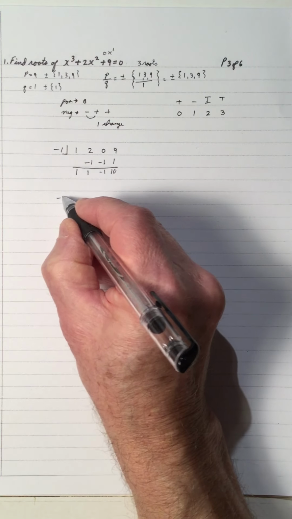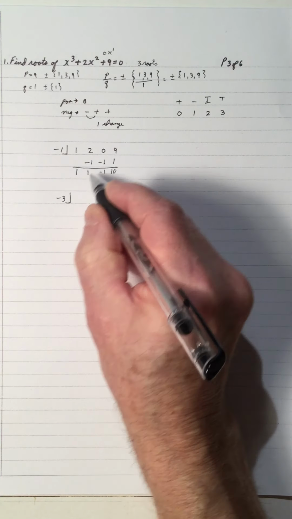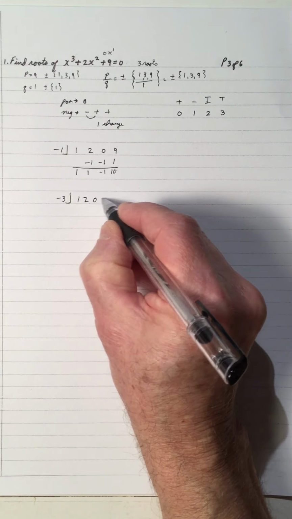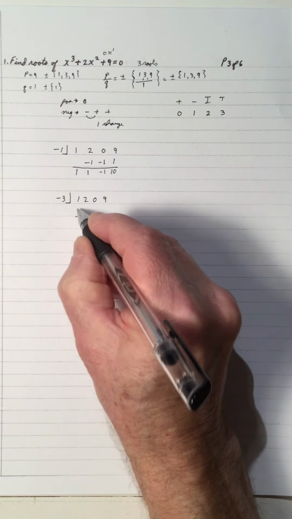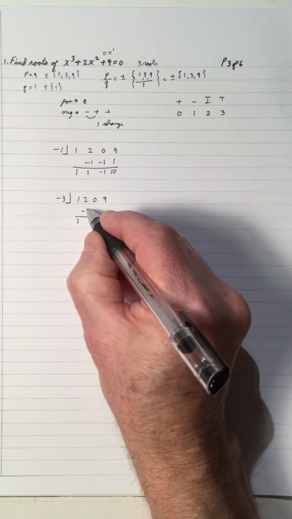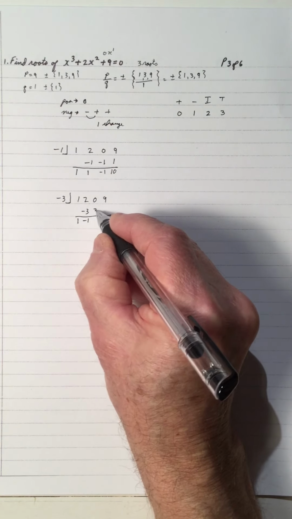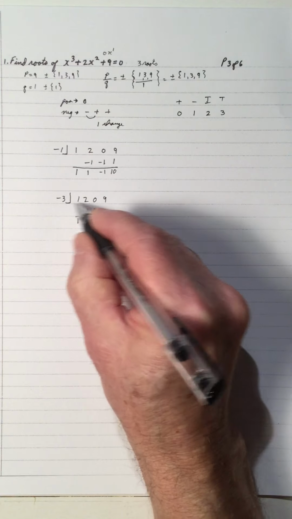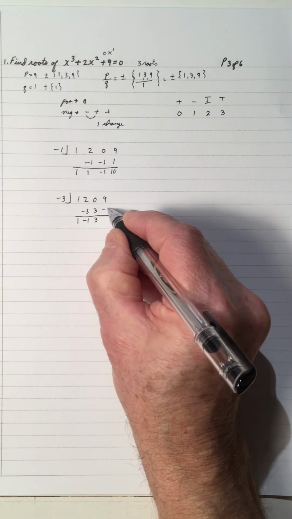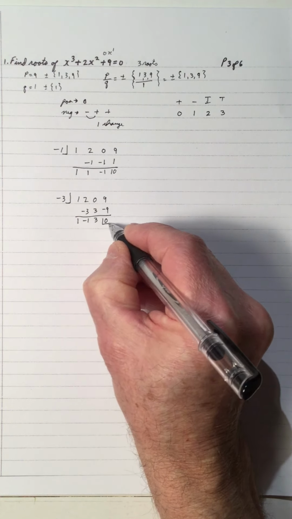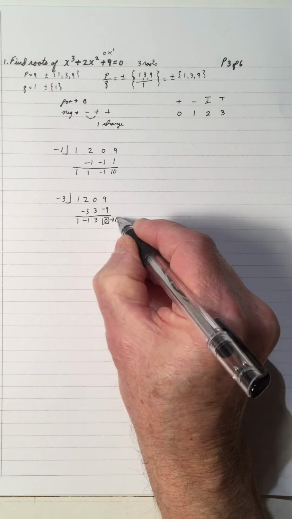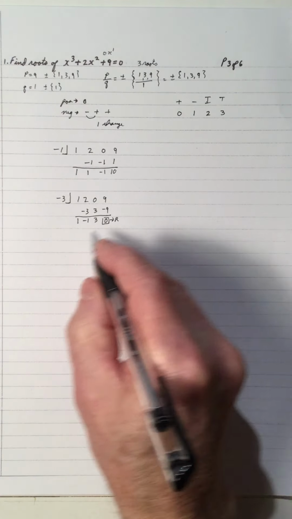Now we'll try negative 3 into 1, 2, 0, 9. Draw a line, bring down your 1. Multiply. Negative 3. Add. Negative 1. Multiply. 3. Add 3. Multiply. Negative 9. 0. Oh, we have a 0 remainder. That means negative 3 is a root.